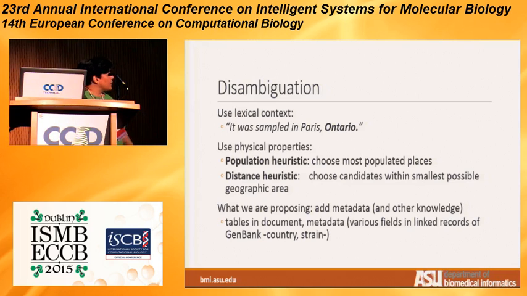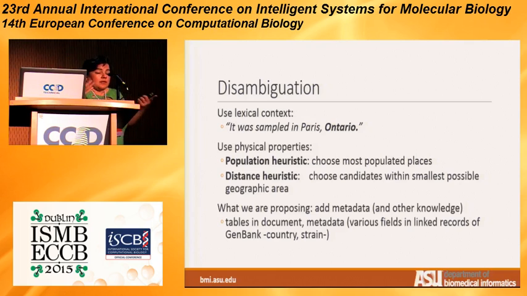Then the distance heuristic: we choose candidates within the smallest possible geographic area. And for this one, we start looking at why it matters that we look at the whole paper versus just looking at one GenBank record and trying to disambiguate just with that. With this one, we look at the larger context, all locations mentioned in the same document, and try to plot them and connect them and find the smallest area possible if you connect all the dots, all the places mentioned in them. It also helps disambiguate, because it is likely that in a study, you are not getting things from all over the world, but just one area.